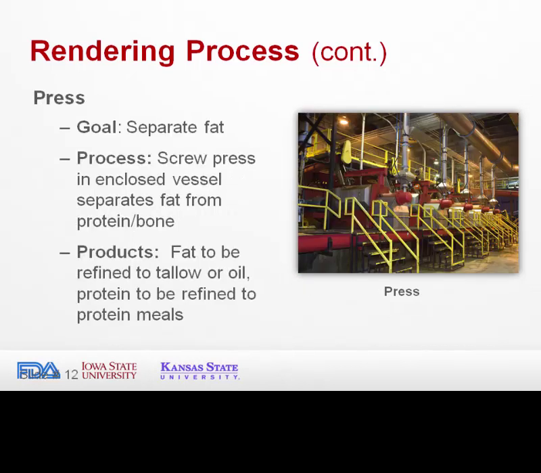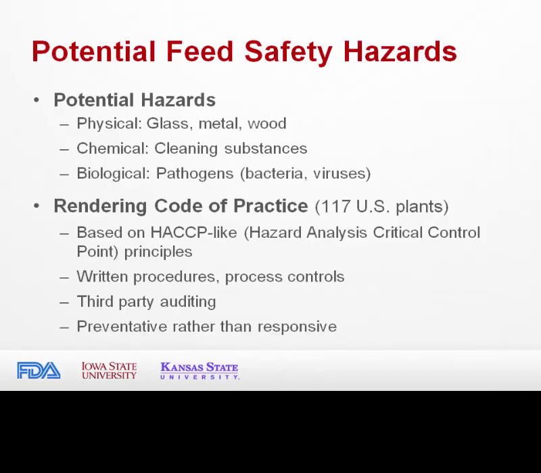After heating, a screw press separates the fat from protein and bone in an enclosed vessel. This fat can then be refined to remove moisture and impurities. The protein and bone can be kept together, dried and ground, or further refined to a variety of protein and mineral products. Food safety hazards are broken into 3 categories: physical, chemical, and microbial hazards.